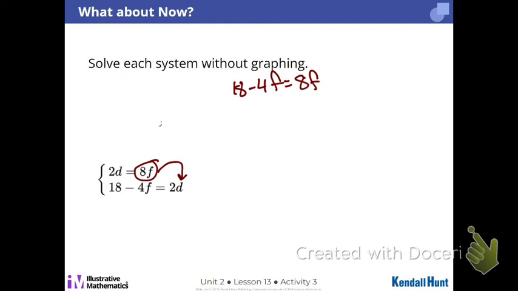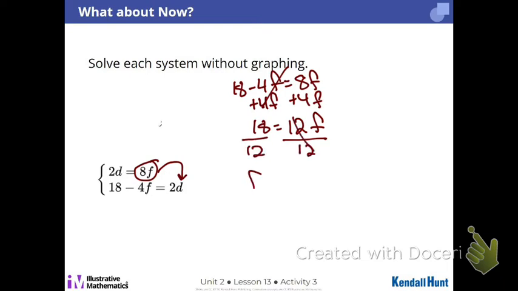Everybody follow? So, let's get F alone. I'm going to add 4F to both sides. 18 is 12F. How do I undo times 12? Divide by 12. So F is 9/6, which is 3/2. I'm going to circle it because this is not my answer. This is part of my answer. The answer is an ordered pair where they cross.